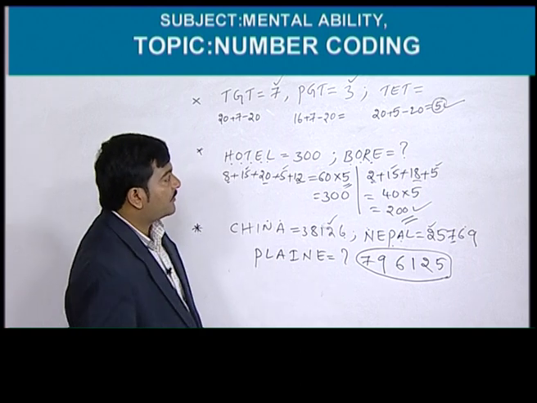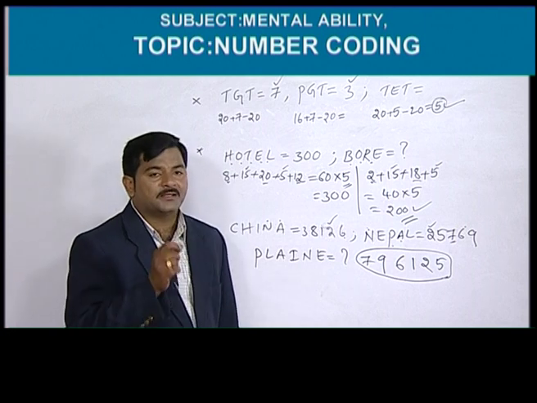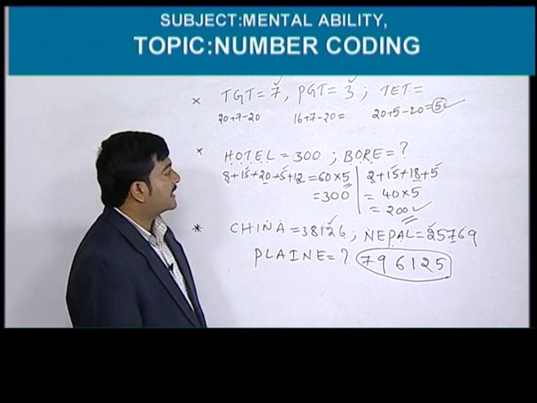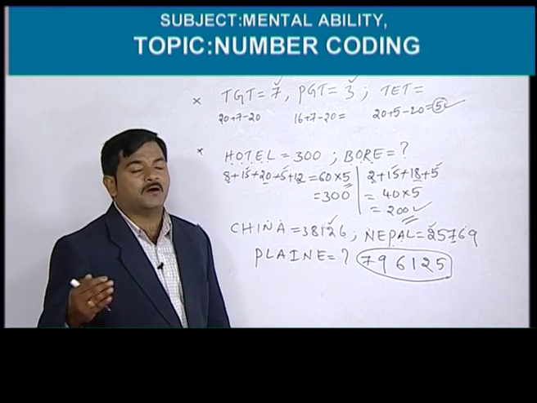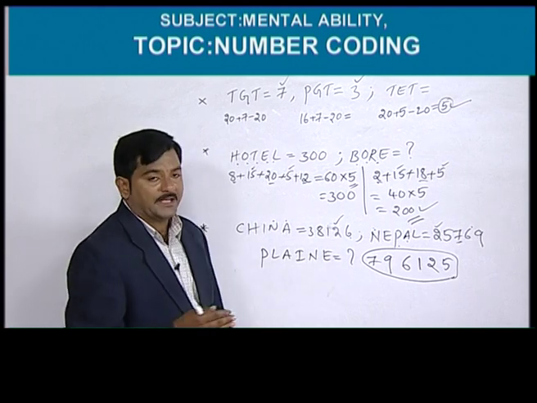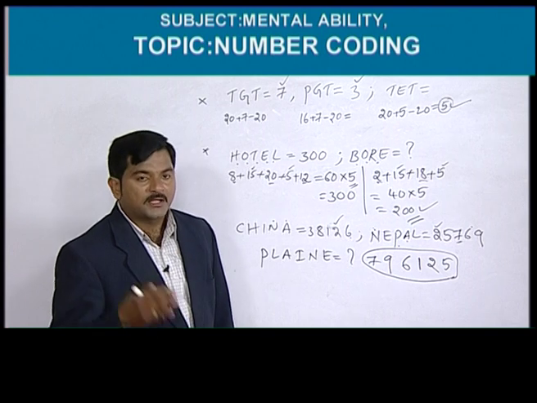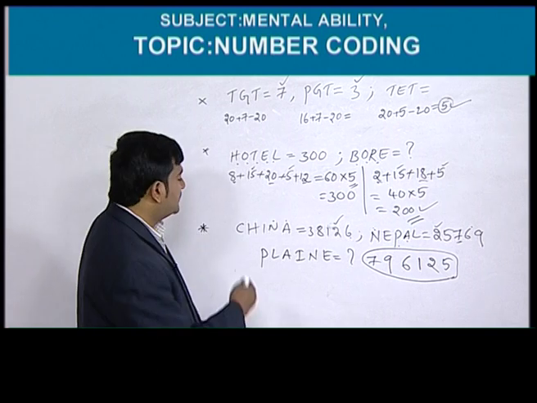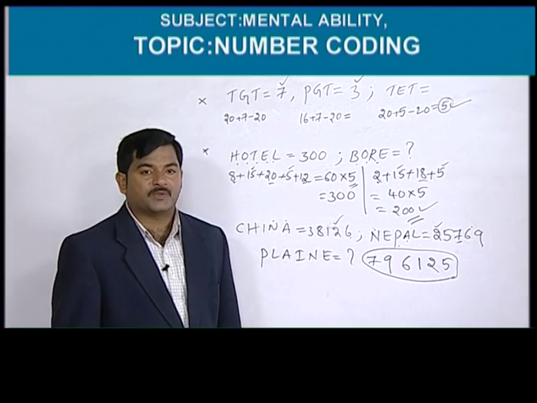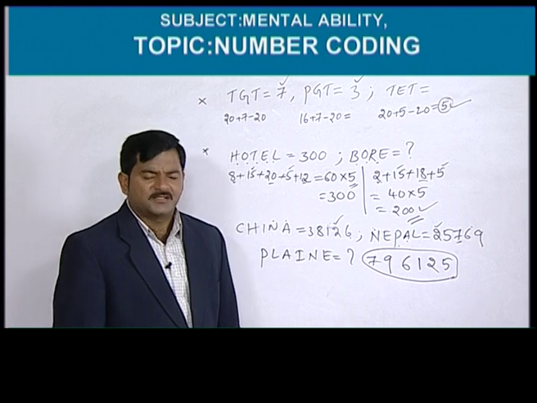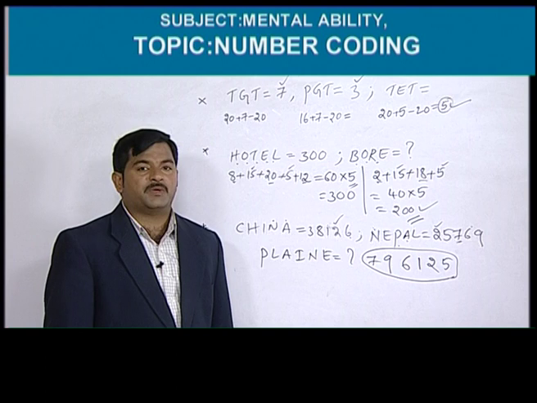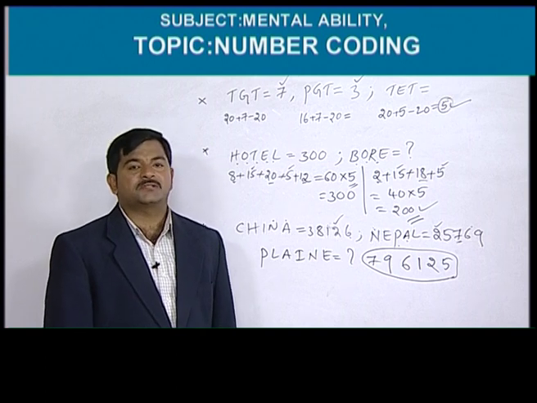So these are the three beautiful examples. In the first example he added the first two letters and subtracted the third one, whereas in the second one HOTEL, he added all. I am getting 60, 60 is multiplied by 5. That's why adding all the numerical values of BORE, it is also multiplied by 5. Similarly, in China, there is a concept of direct coding. Okay, I hope you understood. Still many models are there, but these are some of the main models in the number coding part. I hope you understood this number coding.